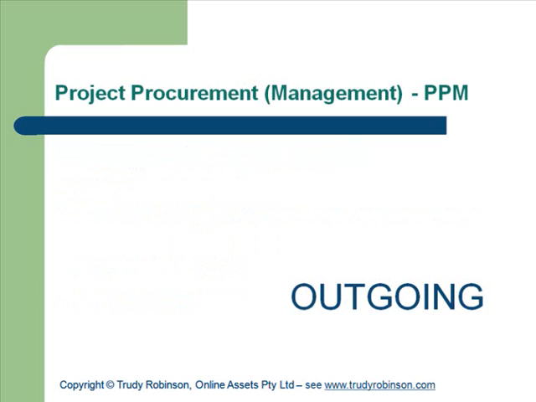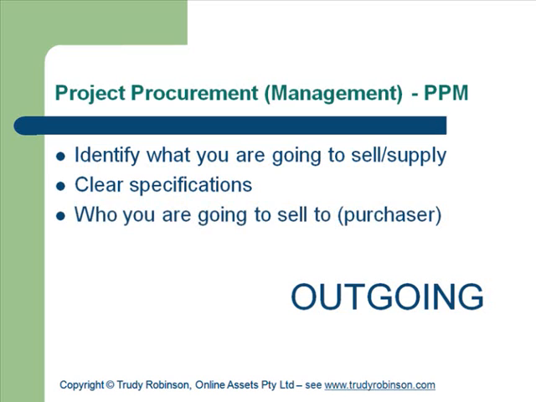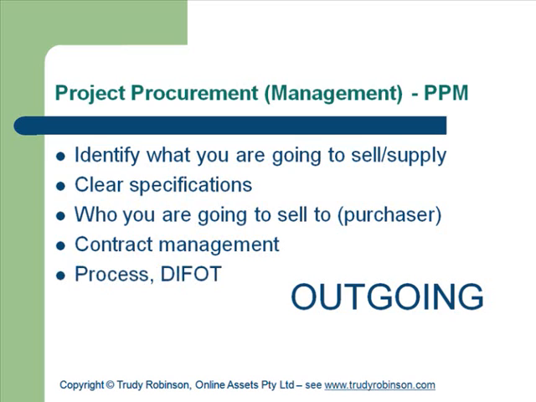So the opposite to that is obviously outgoing. So it's identifying who you're going to sell and supply to from your project. You go through the clear specifications of what you have and make sure that you're meeting what that client's requirements are. You're going through an exercise to identify who the purchasers will be, and again the contract management and your outgoing process and DIFOT. So you've actually got to make sure that you, being the supplier as part of your project, are delivering in full on time to your clients, so that you don't have back charges and disputes over invoices, etc., etc.